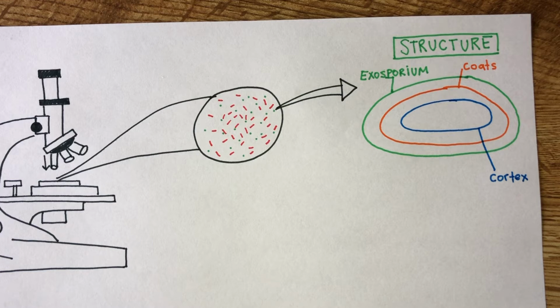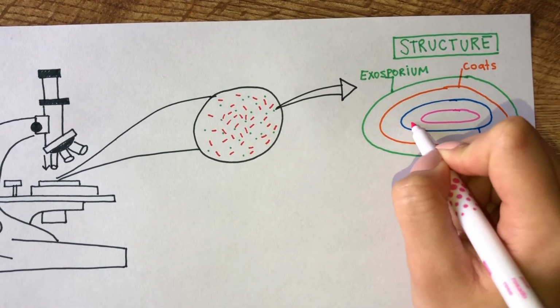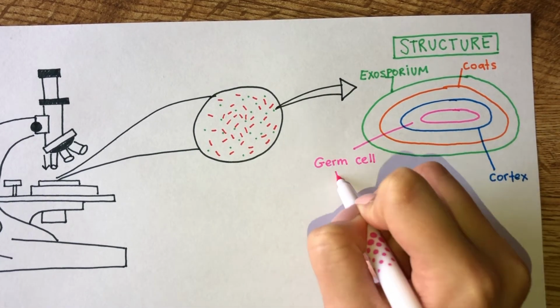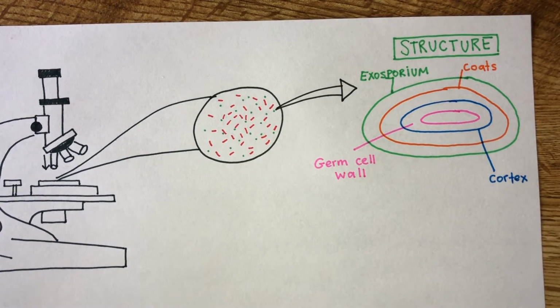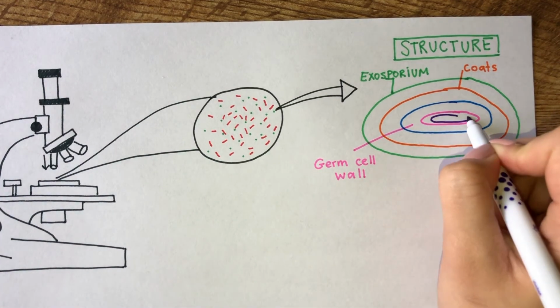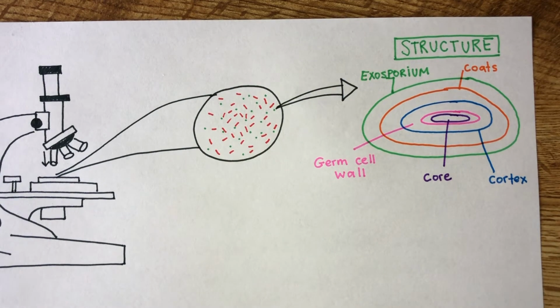Between the coats and the cortex is the outer spore membrane, that is outlined in blue. The membrane will help prevent small molecules from passing through. Beneath the cortex is the germ cell wall and the inner membrane, which are similar in structure and content to vegetative cells. Finally, in the center of the spore is the spore core. The core contains the spore's DNA, ribosomes, enzymes, DPA, and divalent cations.